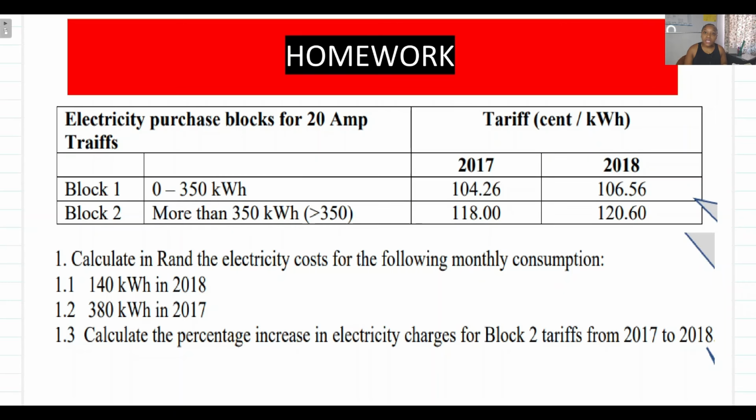Homework activity. Very odd, I know, for a YouTube channel to give homework, but that's exactly what we're doing here. Please take a screenshot of this, guys. This is our homework for tomorrow. Tomorrow, I'll be uploading a video tutorial where I go through this homework activity with you. It's very nice because in this homework activity, the tariff is in cents per kilowatt hours. So what do you do when it's in cents? You need to convert those cents into rands. So I'll be dissecting this video tutorial, breaking it down into pieces with you.